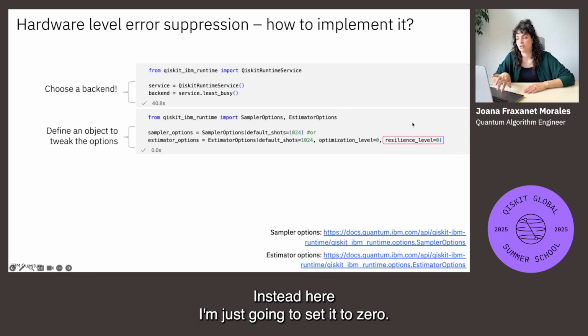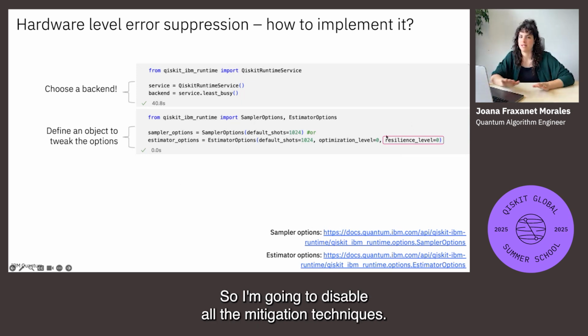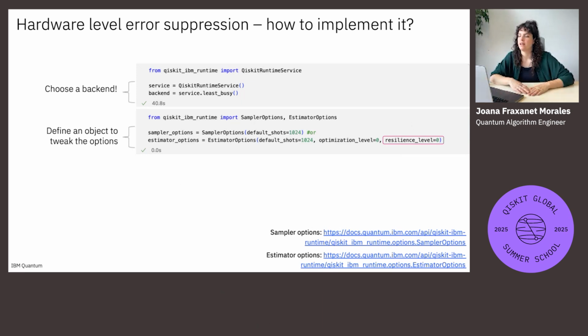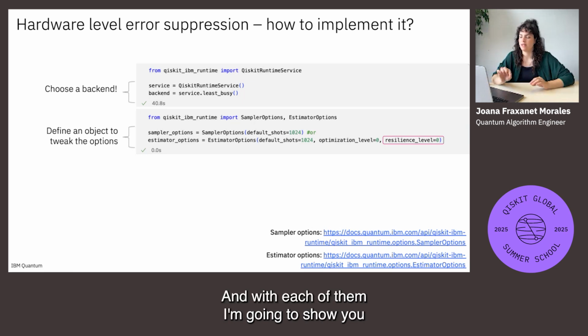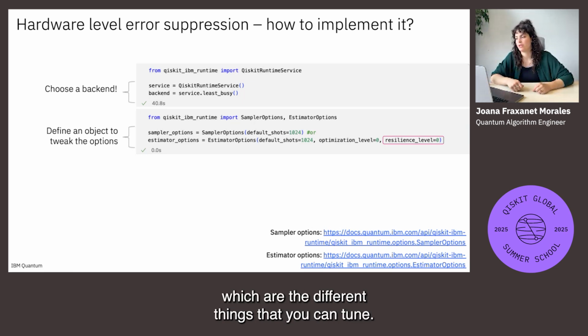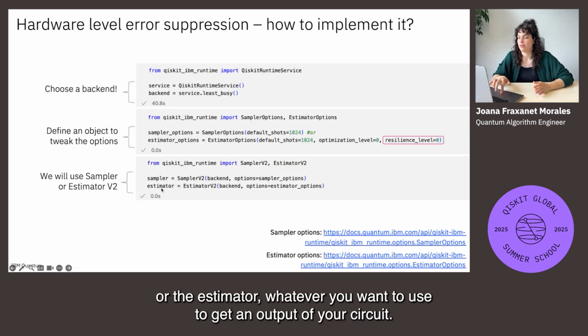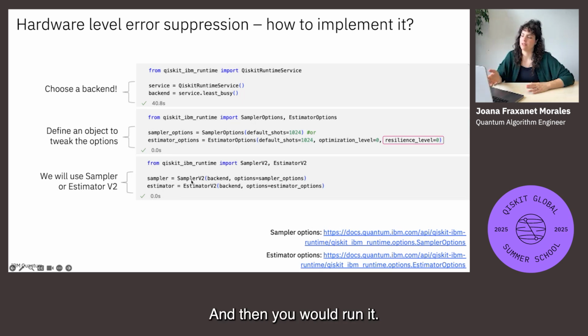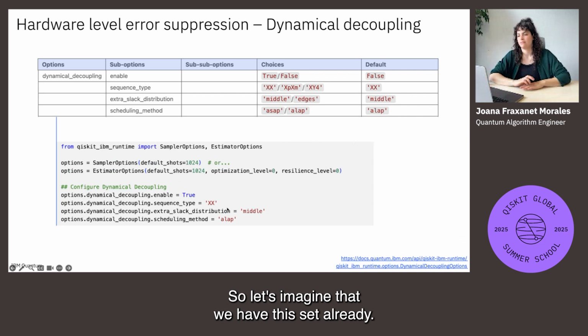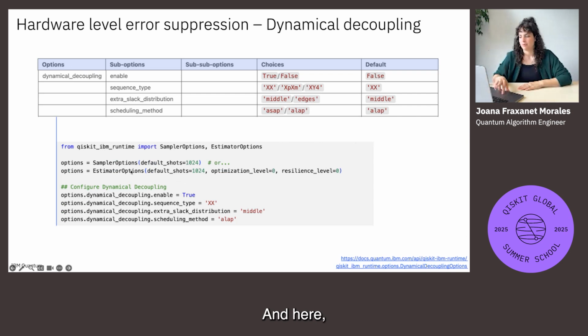Instead here, I'm just going to set it to 0. So I'm going to disable all the error mitigation techniques, and we're going to activate them slowly. With each of them, I'm going to show you the different things that you can tune. And then you run the sampler or the estimator, whatever you want to use, to get an output of your circuit. So we're going to define it, and then you would run it. So let's imagine that we have this set already. And here I define the options, whatever I want to use.